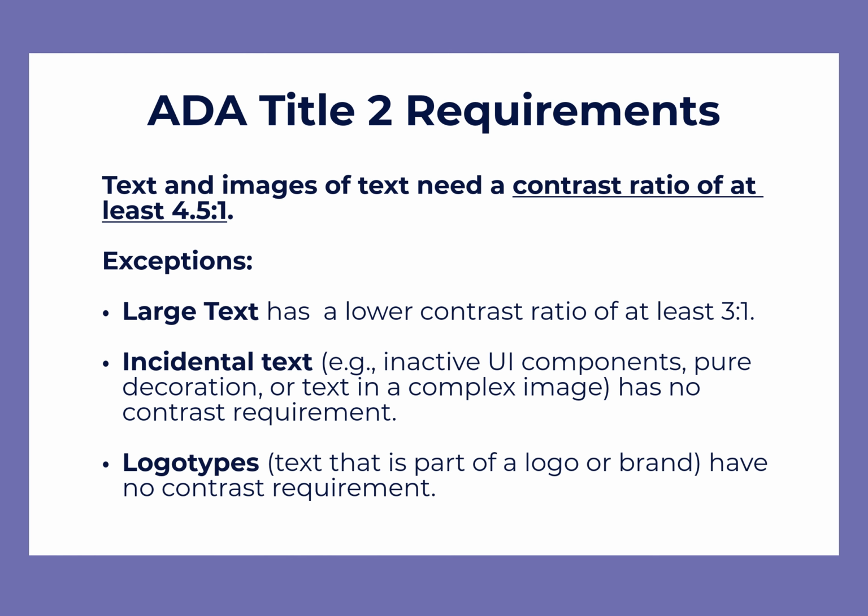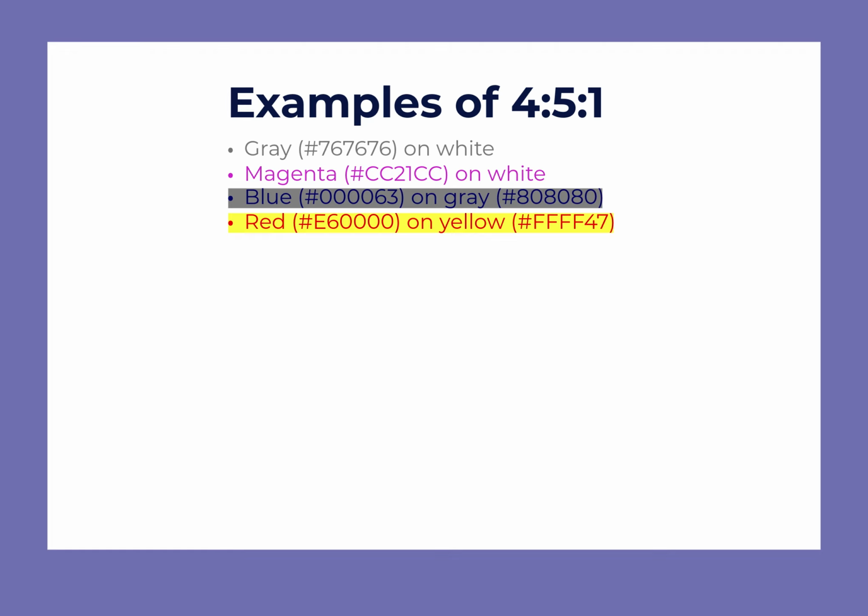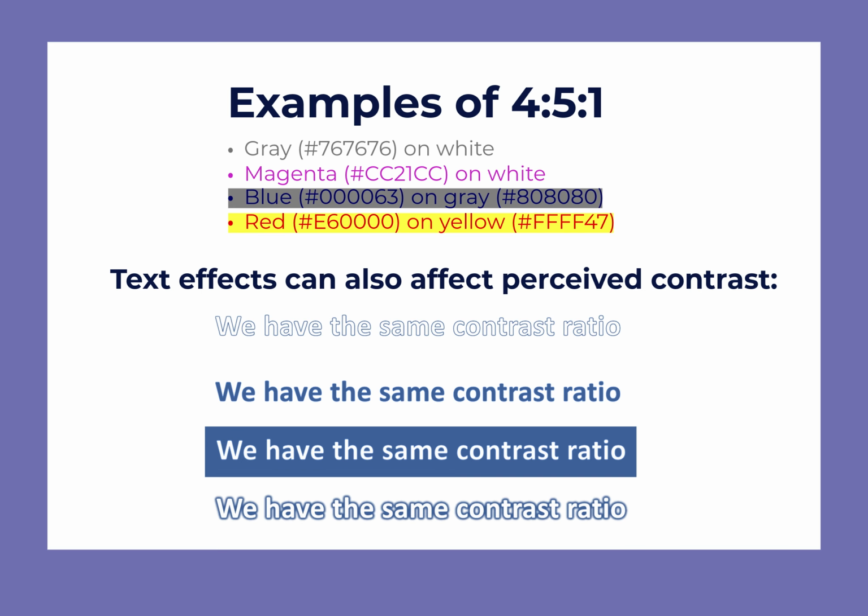According to the requirements, text and images of text need a contrast ratio of at least 4.5 to 1. Exceptions include large text, incidental text, and logos. Here you can see some examples of 4.5 to 1 ratio, which is the minimum requirement. Some of the text is still hard to read in places. Text effects can also affect perceived contrast. Think of 4.5 to 1 as a starting place. The higher the contrast, the more accessible it is.